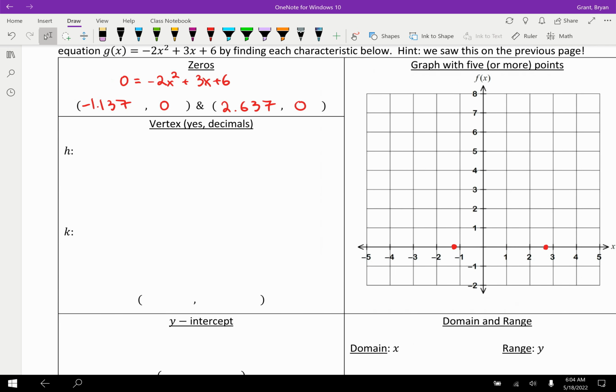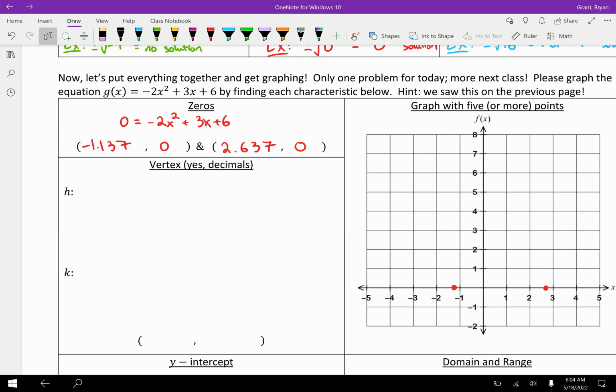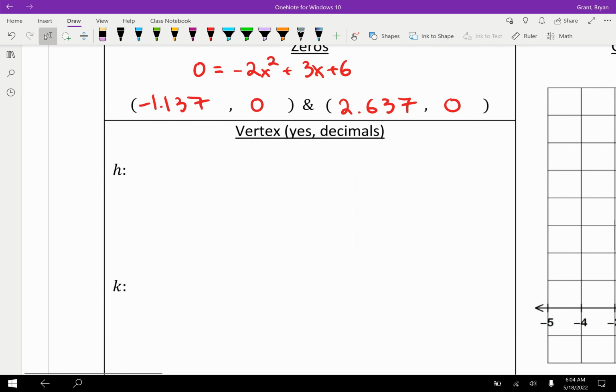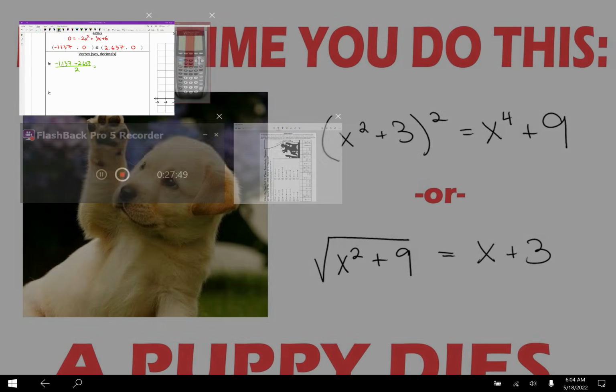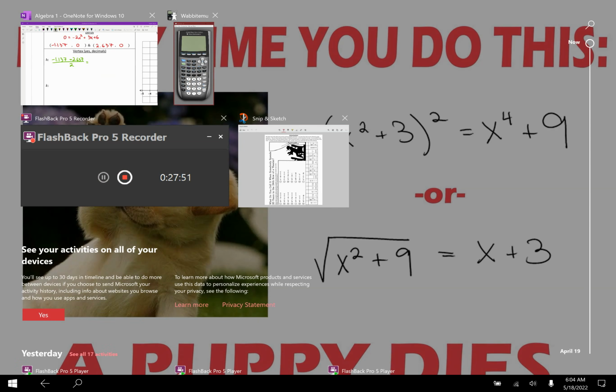All right, let's go ahead and find the vertex. We know the vertex is exactly in between the two x-intercepts, but I think counting what's exactly in between might not be super accurate. So let's find the other way to find the h value, and that is by finding the average or the mean of the two. We take negative 1.137, we add it to 2.637, and then divide by 2. So why don't you get those calculators rolling? I'll do the same thing over here.